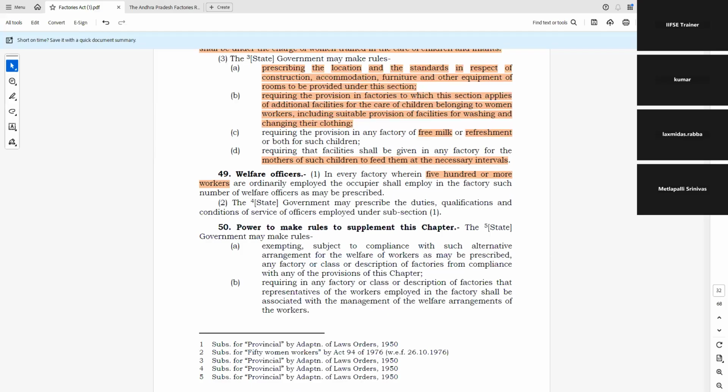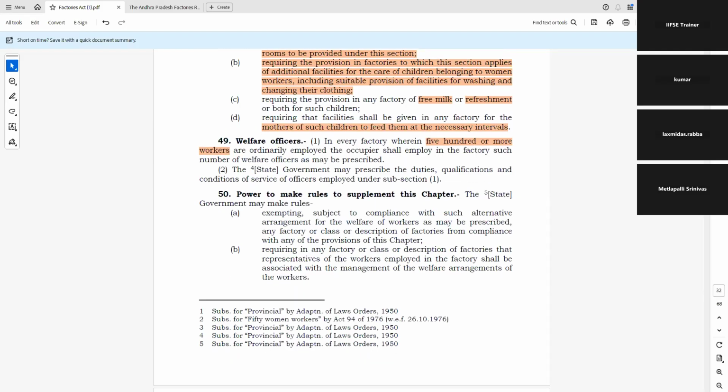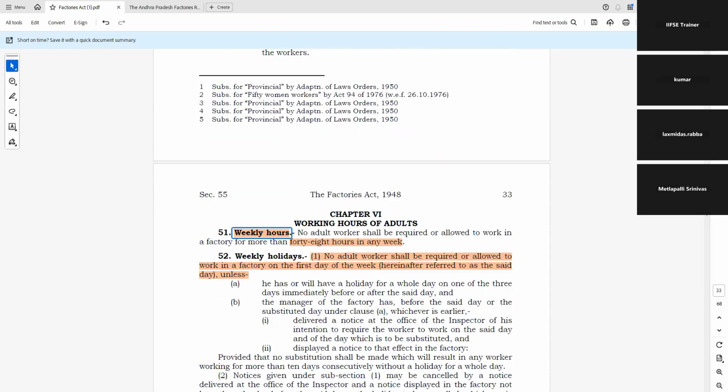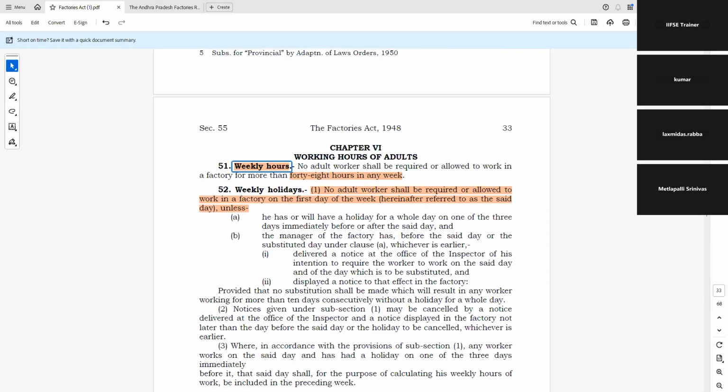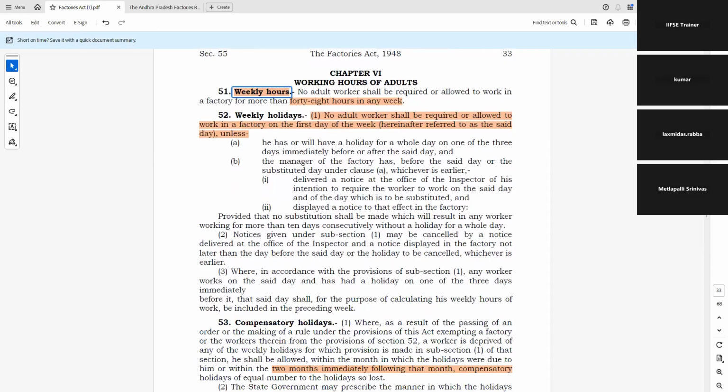Okay, their duties and qualifications are as mentioned by the state government. We will see that. Then power to make supplements. So this is where the government can make changes in this specific chapter or the sections in it. That is not important. Then working hours of adults from chapter 6. We will not go through all the sections which are not so important; we will cover only the key points.